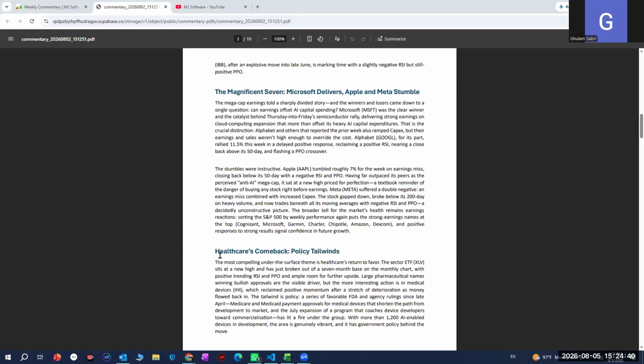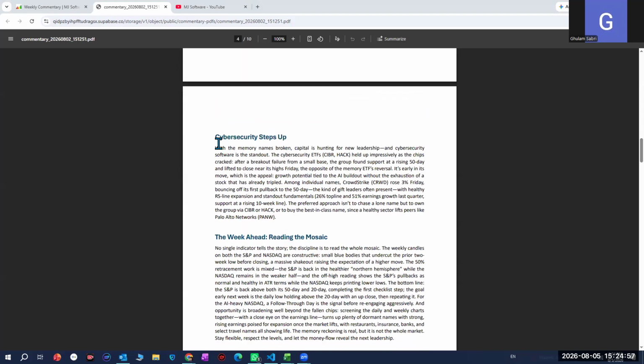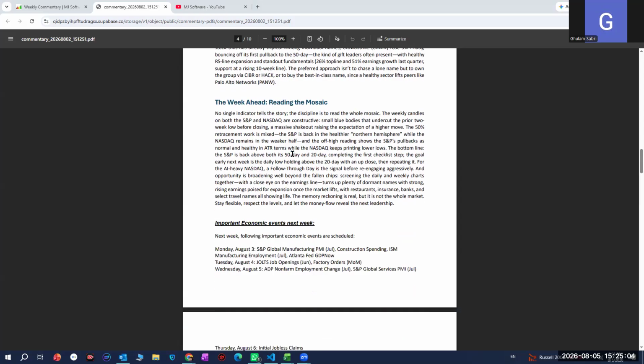Then we drill down to the major stocks and groups. For example, we notice that healthcare has been doing very well. What are some good stocks in healthcare? What are some good or bad stocks in the Mag 7? So Apple, for example, tumbled roughly 7% for the week after an earnings miss. Then cybersecurity is also a group, like CrowdStrike and others, and they are doing very well. So the weekly commentary goes through all these things.